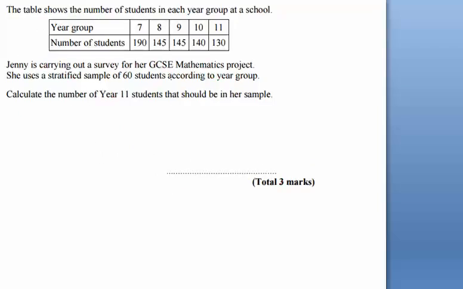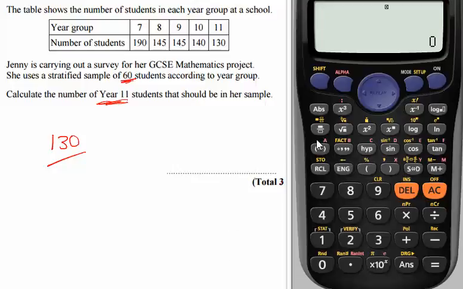This is a GCSE maths question on stratified sampling that we're going to have a go at now. We want to sample 60 students in total, and we want to find out how many Year 11 students would be in the sample. So we need to create a fraction of the total number of students in Year 11, which is 130, out of the total number of students, which in this case I'm not told, so I need to add them up.